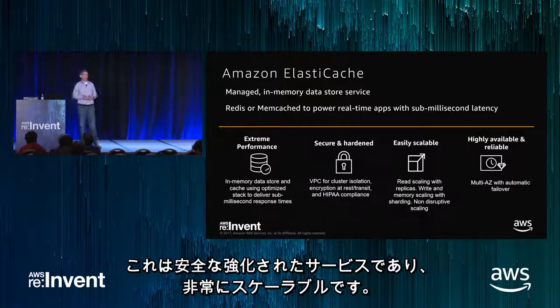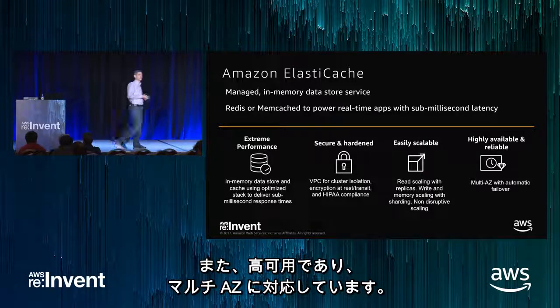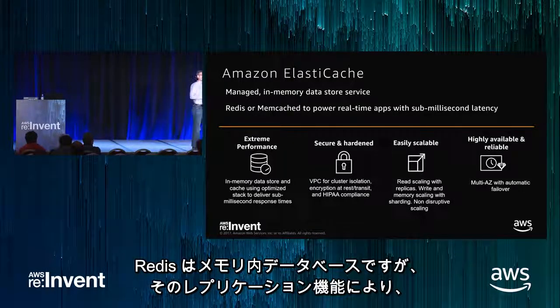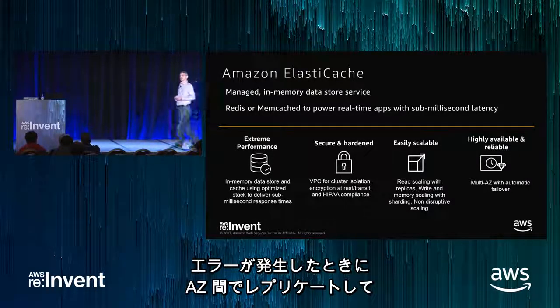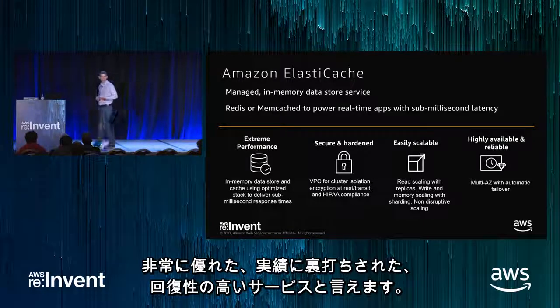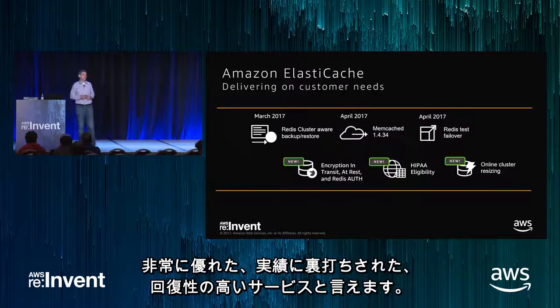This is a secure and hardened service, very scalable and highly available. We do multi-AZ. We have replication in Redis. So even though it's in memory, we can replicate and we can make sure you have failover across AZs if something goes wrong. So very good, proven, resilient service.